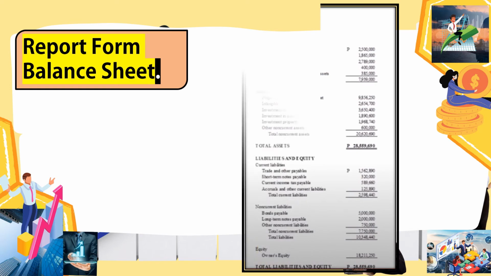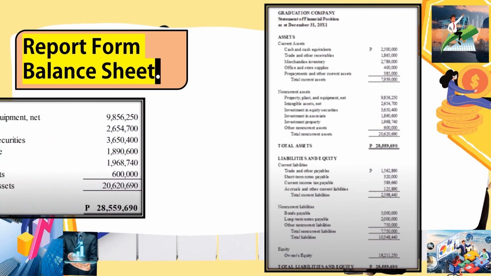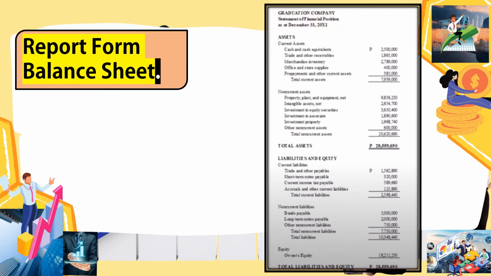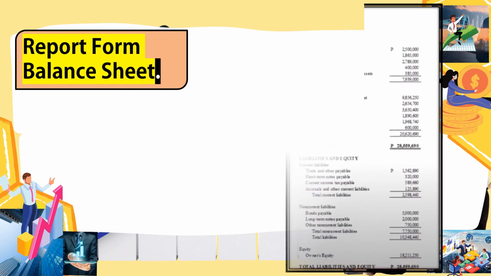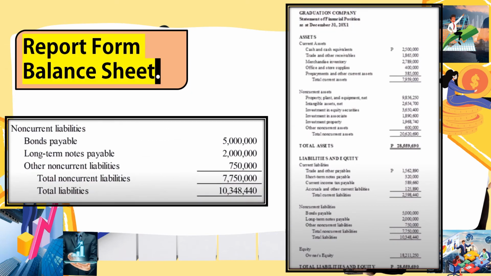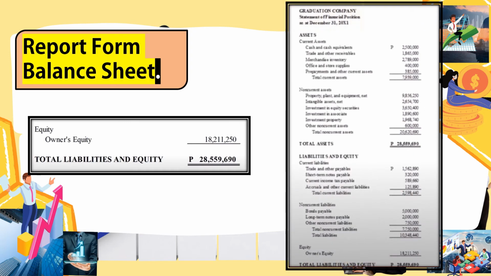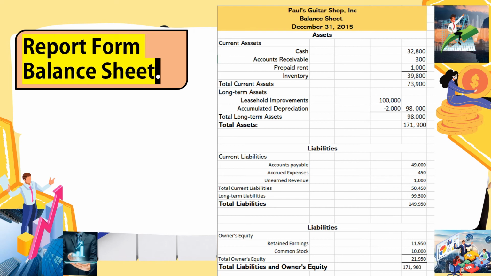This is now the report form balance sheet of Graduation Company with the assets, the liabilities, and the equity. So the total is 28,559,690. Let us proceed now to the account form balance sheet format.